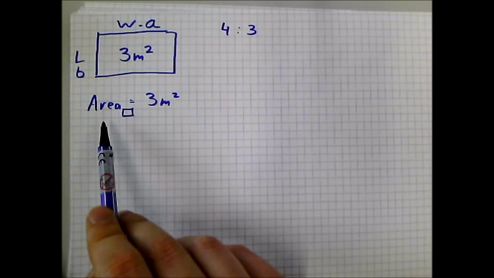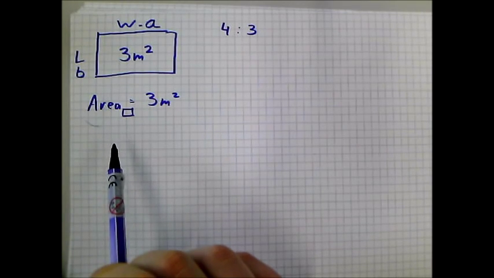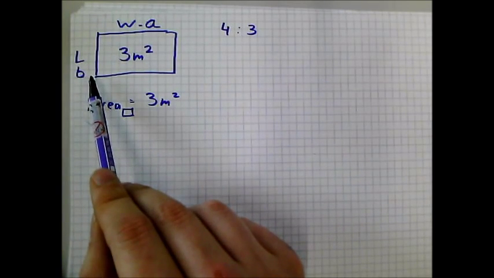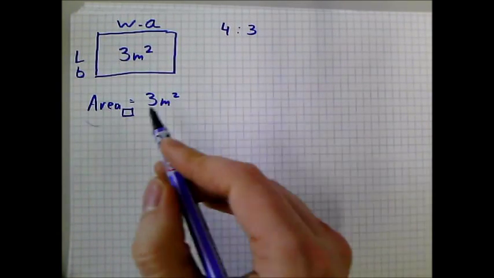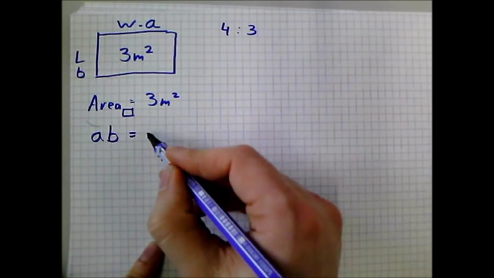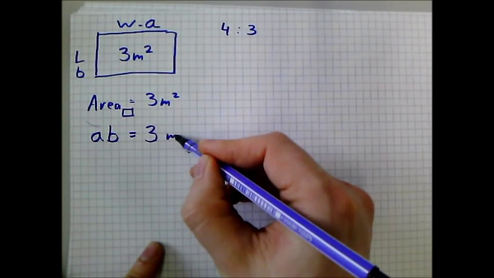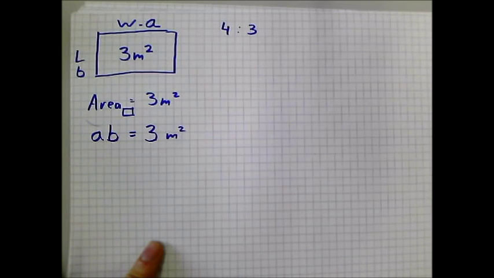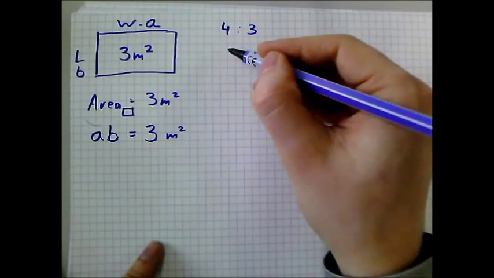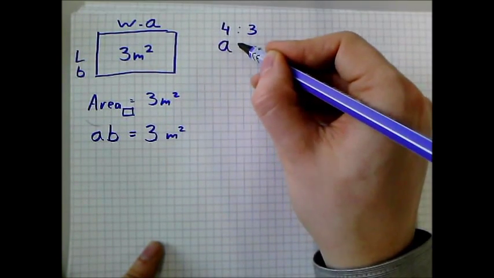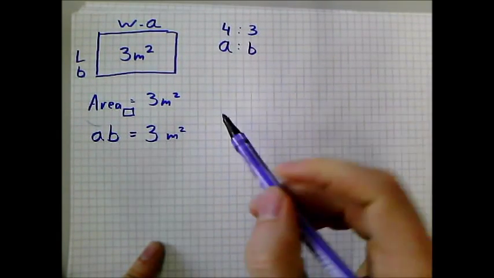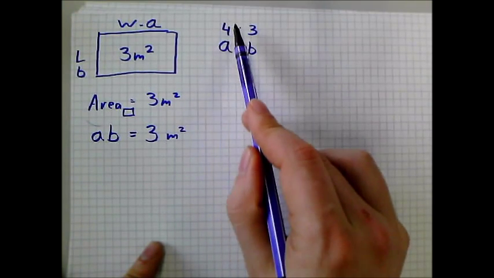Now I also know that to find the area of a rectangle, it's the width multiplied by the length. So in this case, if I multiply A by B, it will also give me the area of this rectangle, which is 3 meters squared. So I can say that A multiplied by B, or AB, is 3 meters squared. Looking at my ratio, I also know that the width here will be represented by the unknown letter A, and the B will be represented under the 3 column here. And whatever values of A and B are must fit this ratio.